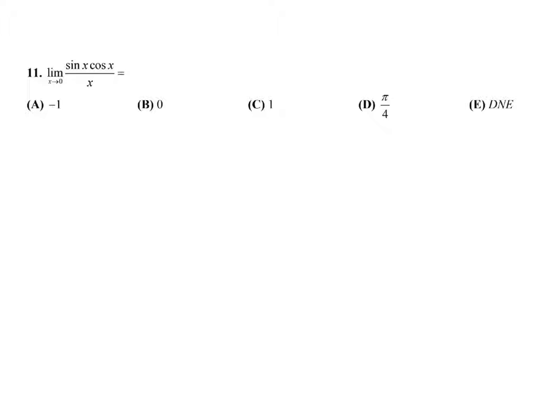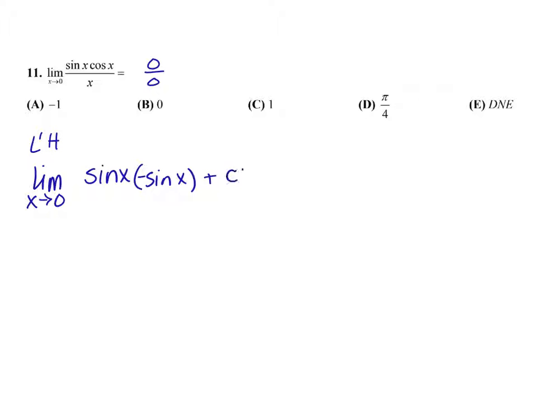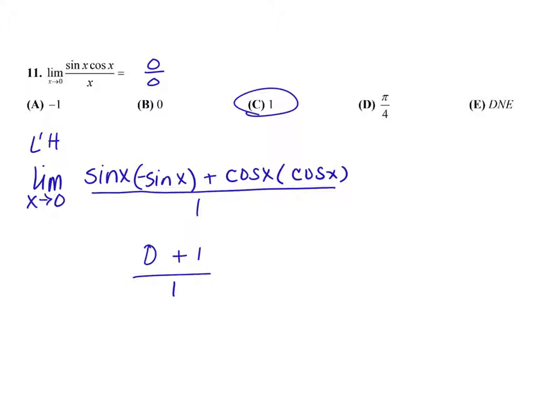Okay, continuing on, doing our substitution, and when you do it, you get 0 over 0. So L'Hopital again, we have our limit as x approaches 0, and we have our product rule. So we have the first times the derivative of the second plus the second times the derivative of the first, and that is all over 1. And if we plug in 0, it looks like we're going to have 0 plus 1 times 1, 1 over 1. So our answer there is C.